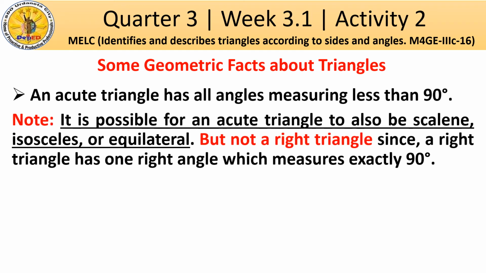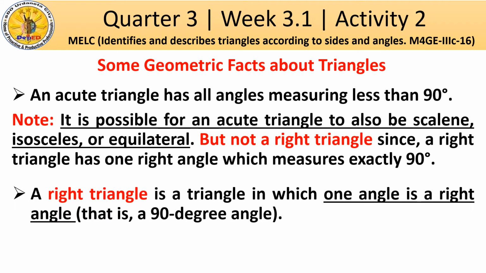An acute triangle has all angles measuring less than 90 degrees. Take note that it is possible for an acute triangle to also be scalene, isosceles, or equilateral, but not a right triangle since a right triangle has one right angle which measures exactly 90 degrees. A right triangle is a triangle in which one angle is a right angle, that is, a 90-degree angle.